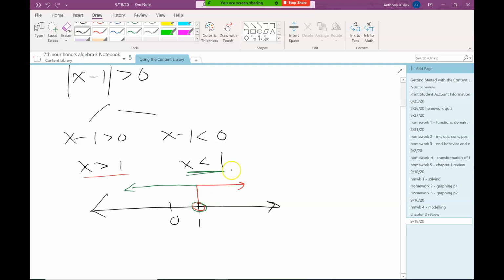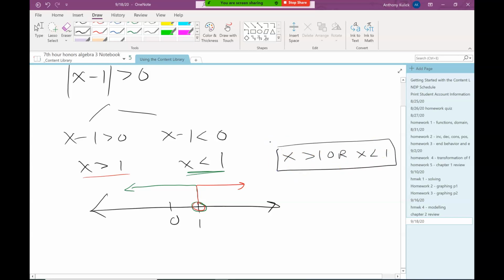Now they're both pointing away from each other, correct? So this should be an or and not an and. So we can just write it like this. And just for the sake of argument, this is the same thing, just as x cannot equal 1. Which should make sense, right? If I want an absolute value to be greater than 0, the only value that absolute value can't take is 0, which happens specifically when x is equal to 1. Is that okay?